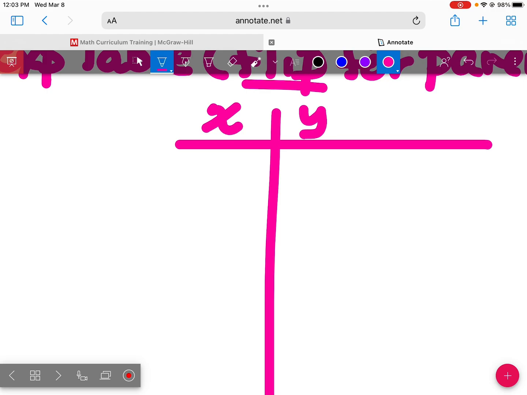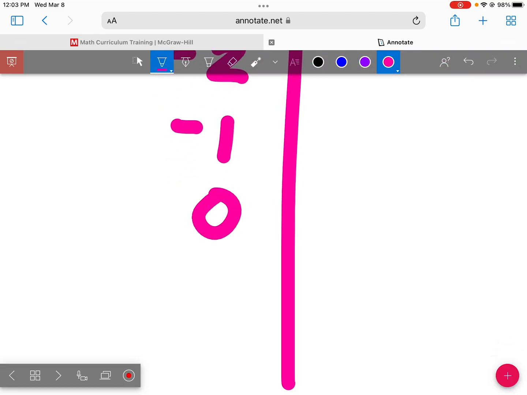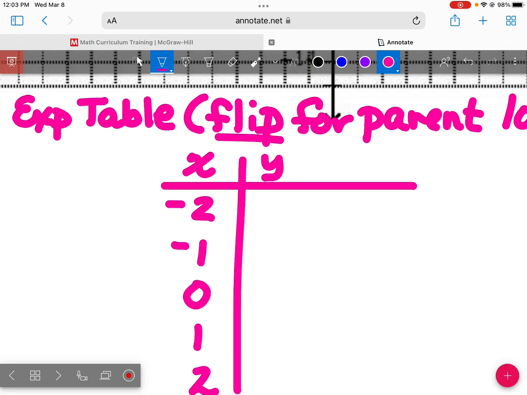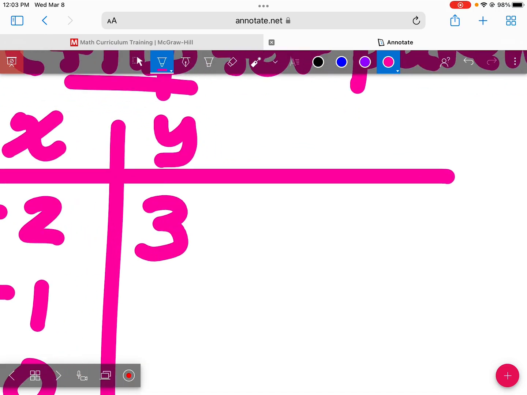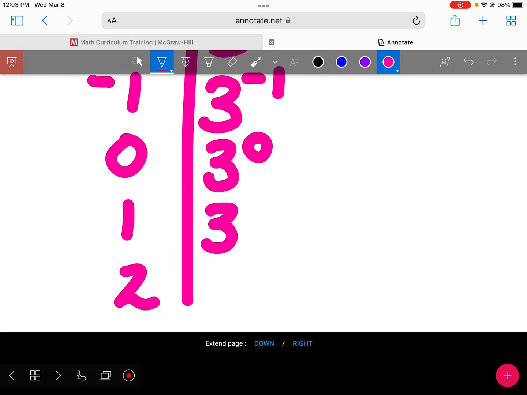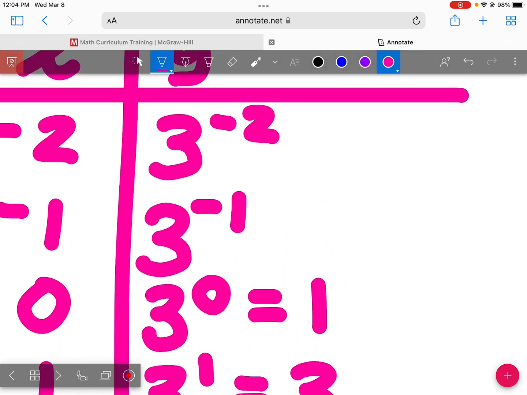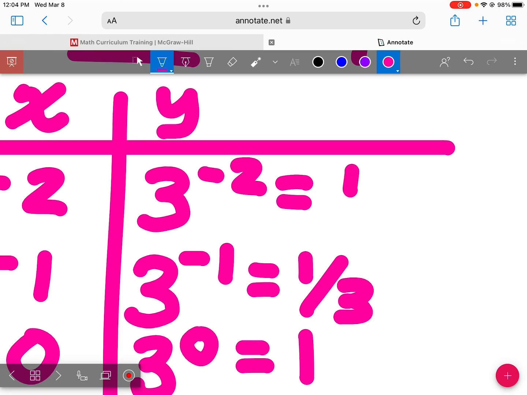For the exponential table, what do we pick down the X side? -2, -1, 0, 1, and 2. On the Y side, I have to know what the base is. What is the base of the parent log? 3. So it's going to be base to the power of -2, base to the power of -1, base to the power of 0, base to the first power, and base to the second power. What is 3 squared? 9. What is 3 to the first power? 3. What is 3 to the 0 power? 1. What is 3 to the -1? 1 over 3. What is 3 to the -2 power? That one's 1 over 9.